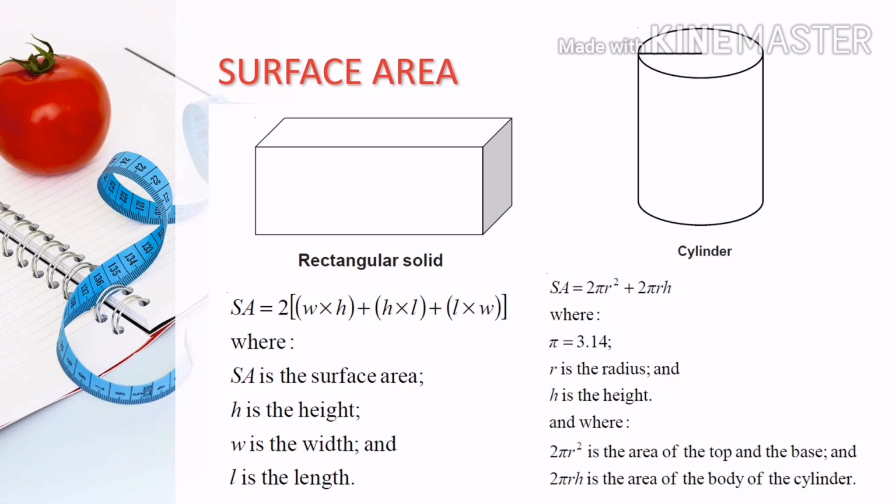Of course, the top is a circle and the bottom is a circle. That is why we have 2 pi r squared. Where does pi r squared come from? The area of a circle. Two, why two? One on top, one on the bottom. Where does 2 pi r h come from?